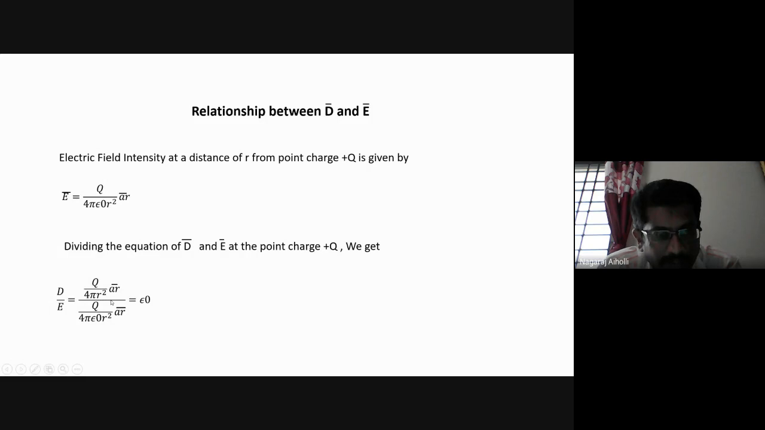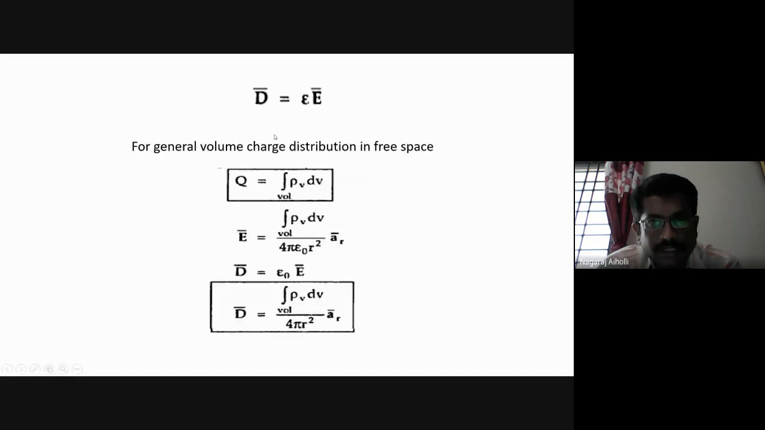D by E is equal to 1, the numerator is 1, divided by 1 upon epsilon naught. The denominator of the denominator will come to the numerator. Hence, we get D by E is equal to epsilon naught. If you simplify this, the same terms will cancel out each other, and you get D by E is equal to epsilon naught. That means, students, D is equal to epsilon naught times the electric field intensity. The electric flux density D is epsilon naught times the electric field intensity, or in mathematical form it is written as D bar is equal to epsilon E or epsilon naught E.